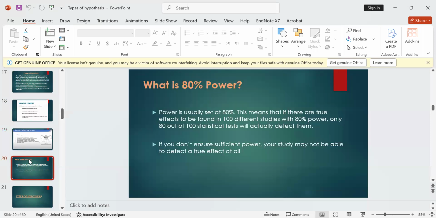What is 80% power? Power is usually set at 80%. This means that if there are true effects to be found in 100 different studies with 80% power, only 80 out of 100 statistical tests will actually detect them. If you don't ensure sufficient power, your study may not be able to detect a true effect at all.